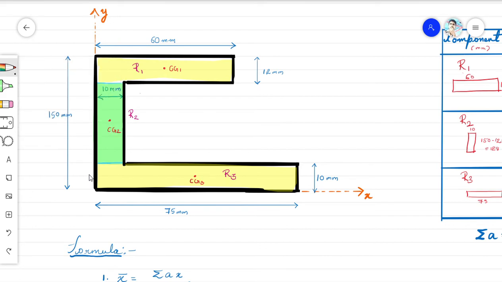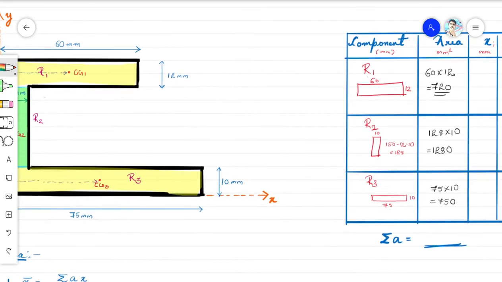Okay, this is the distance for the first rectangle. This is for the second one, and this is for the third rectangle, that is 75, 10 and 60.